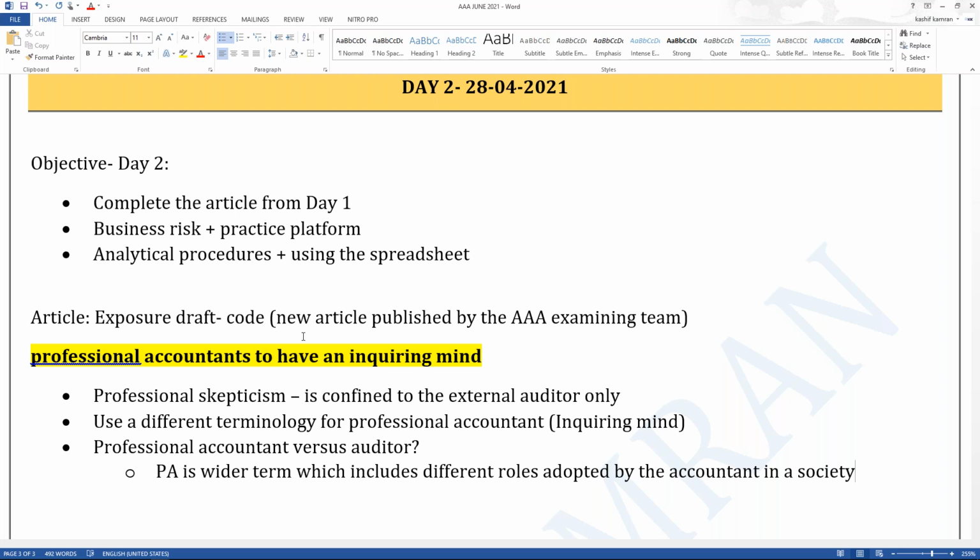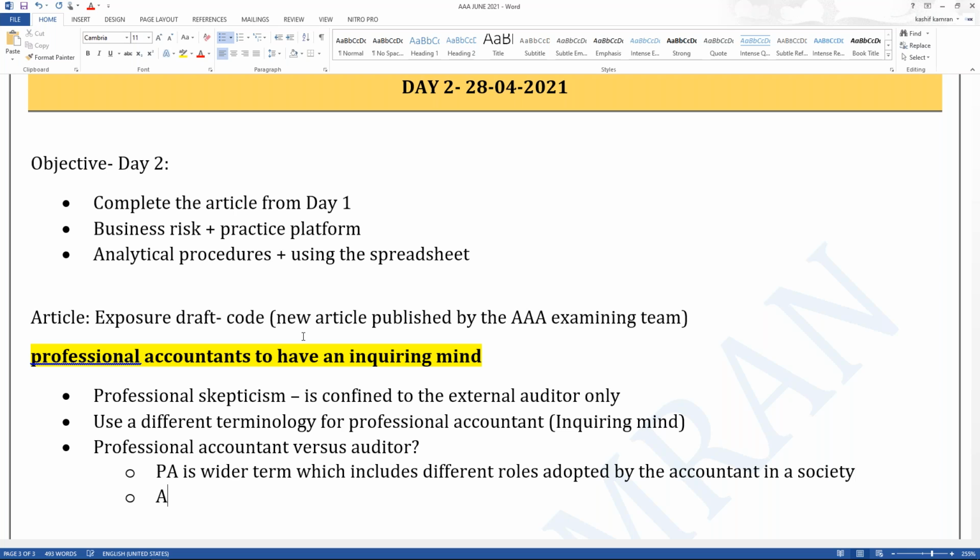You can be a tax advisor, a tax consultant, a management accountant, a financial accountant, a business consultant, etc. You can have so many roles as an accountant after qualifying ACCA qualification. So PA is a wider term, which includes different roles adopted by an accountant in a society.